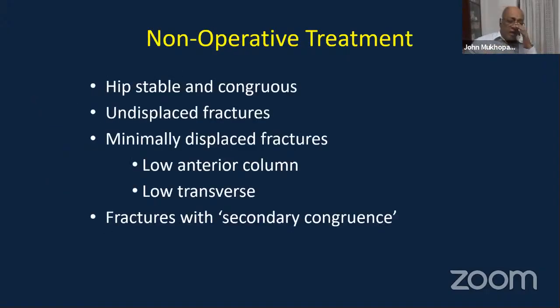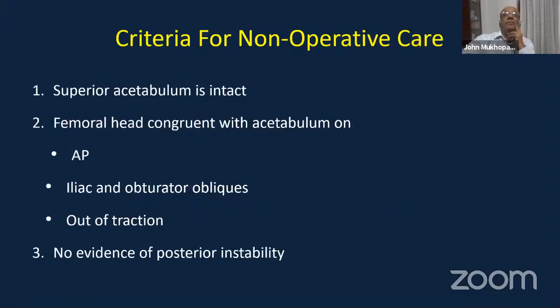Okay, now, what are the indications for non-operative treatment? I think if you have a stable hip that is congruous, the fracture is completely undisplaced, or minimally displaced fractures. And here I think if you look at the low anterior column and the low transverse fractures, these are fractures where the weight-bearing area of the acetabulum is not significantly involved. And these are the ones where most likely you may be able to treat conservatively. And there's a concept of secondary congruence with both column fractures, which we'll discuss, where you may treat conservatively.